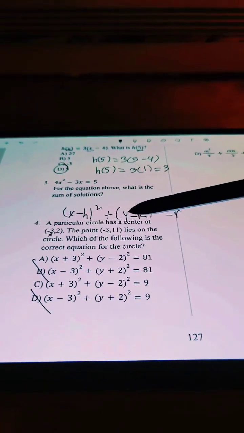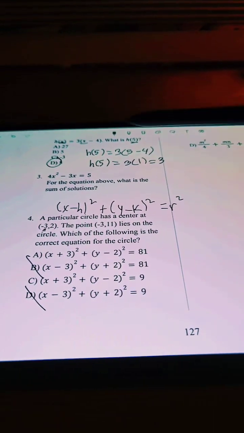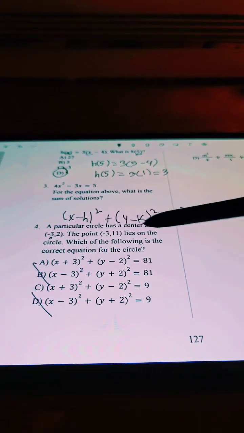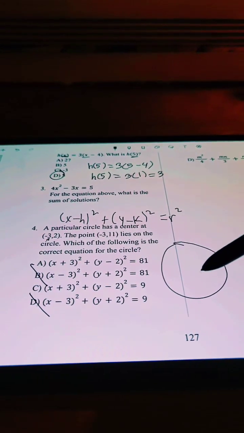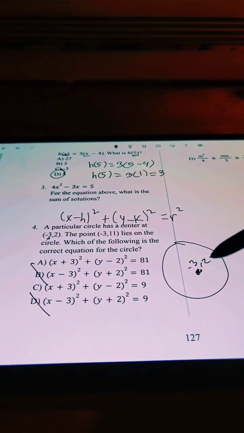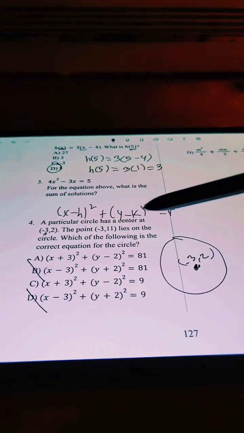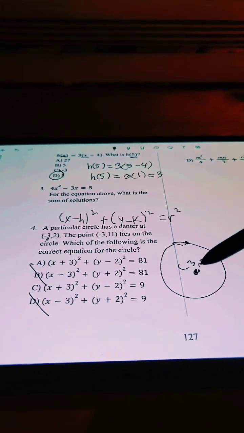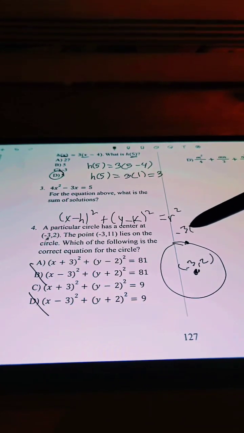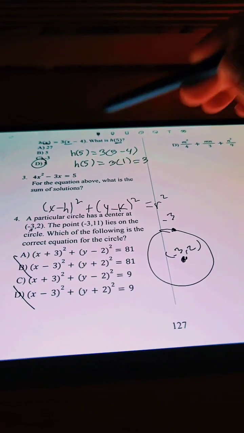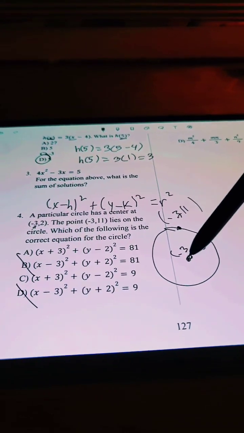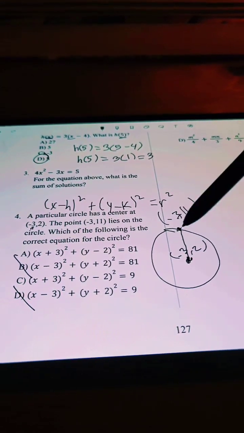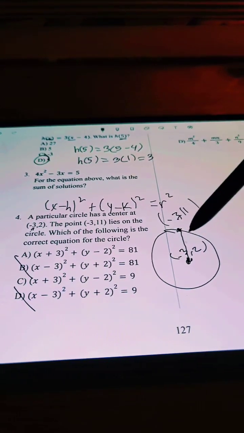So it says that the point -3, 11 lies on the circle. So if you have the center of the circle, and then you have, let me draw it out. We have -3, 2 right there, right? And then we have -3, 11. So let's say that's up there. Going from the center of the circle to that point would give you your radius. That's the radius represented by that line.